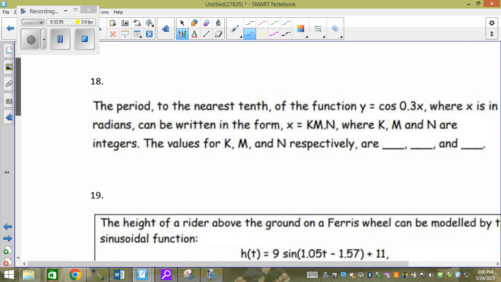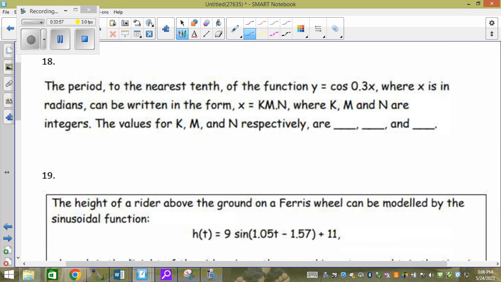This one wants the period to the nearest tenth. Oh, off of an equation. Should be an easy question. Period off of an equation. Go to the formula sheet. Use my formula, right? That's it. So the period equals 2 pi divided by b. What's my b? 0.3. Doesn't matter that's a coefficient.